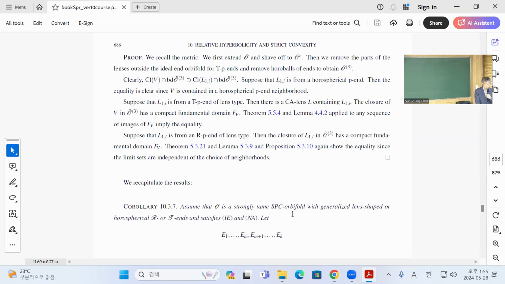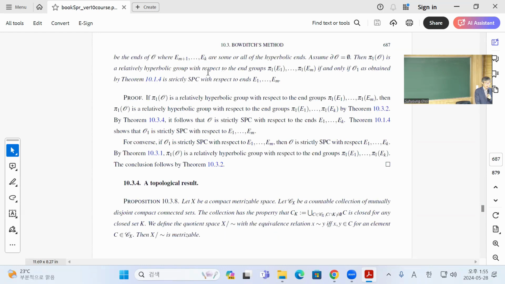And so the corollary is that if you have a strongly tame properly convex orbifold with these ends, and these are hyperbolic. So if this is empty, then it's relatively hyperbolic with respect to the end groups if and only if this is, with respect to E1 to En.